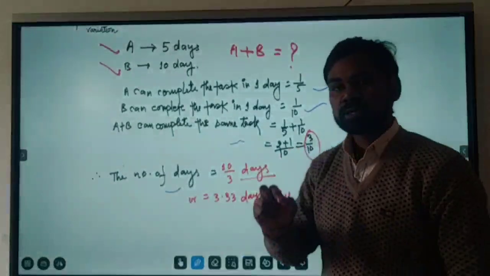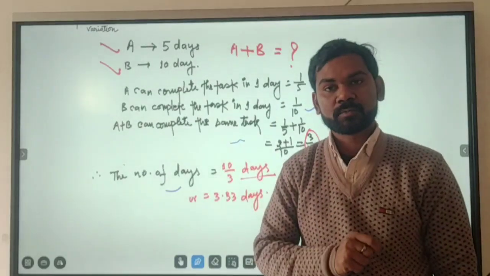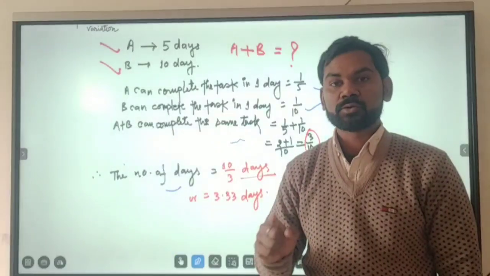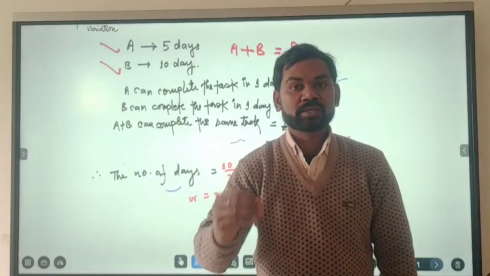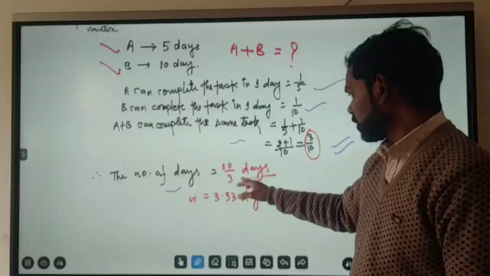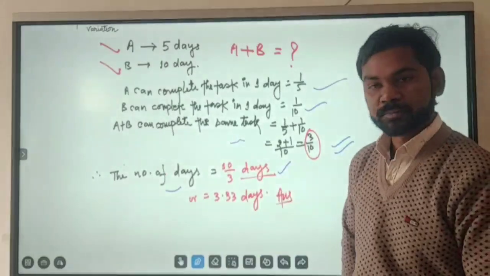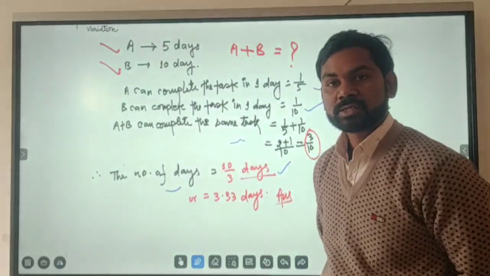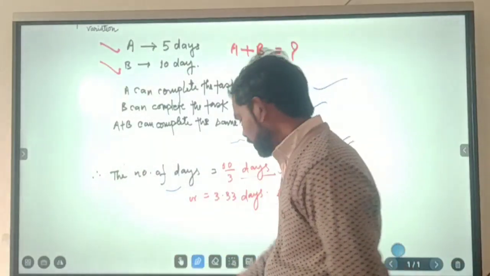This 3 by 10 is the fraction of task completed by A and B simultaneously in 1 day. So the number of days required to complete the job when A and B work simultaneously is the reciprocal of the fraction of task completed in 1 day, which is 10 by 3, and in decimal form it can be written as 3.33. So this is the basic concept for solving questions related to work and time. I hope it is clear. Now let's see the next question.